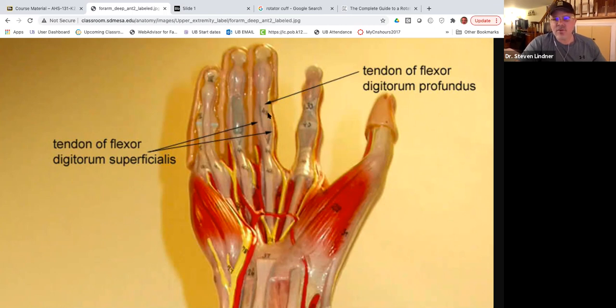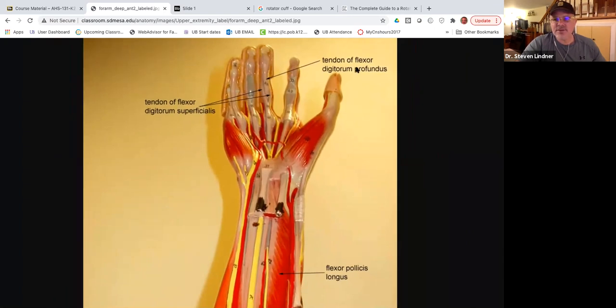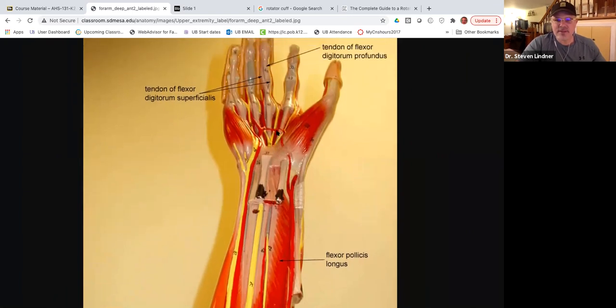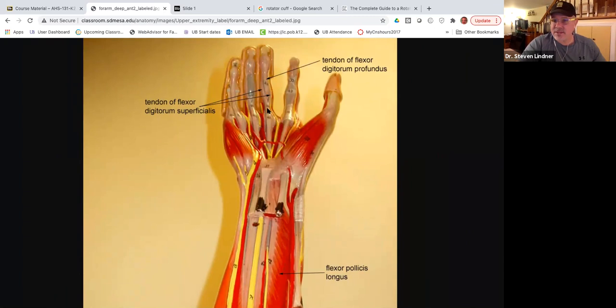So if a muscle crosses a joint, it has to act on the joint. So the flexor digitorum profundus goes right through and crosses the wrist. So will it flex the wrist? Yeah, it'll flex the wrist. Will it flex the joint between the metacarpals and the proximal phalanx, called the metacarpophalangeal joint? Yes, that's over here. So it flexes the wrist. It flexes here at the main knuckles, which is called the metacarpophalangeal joint.